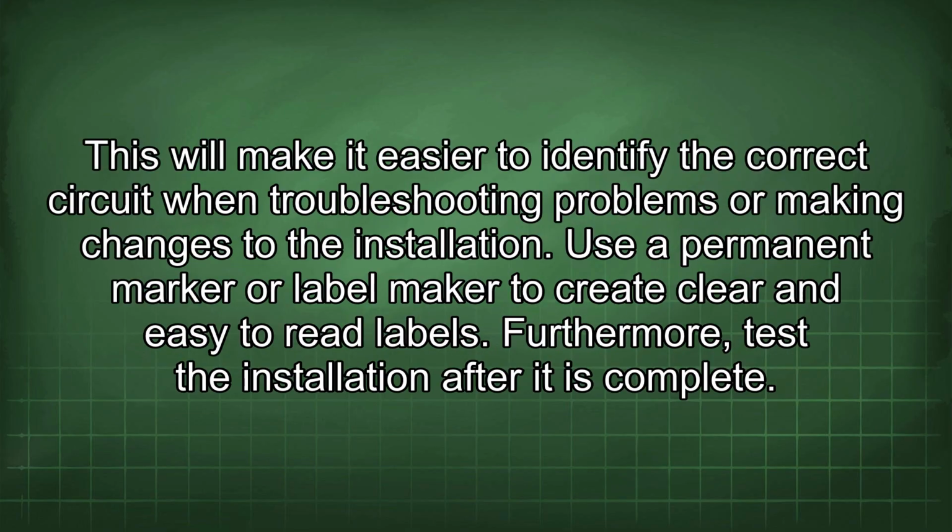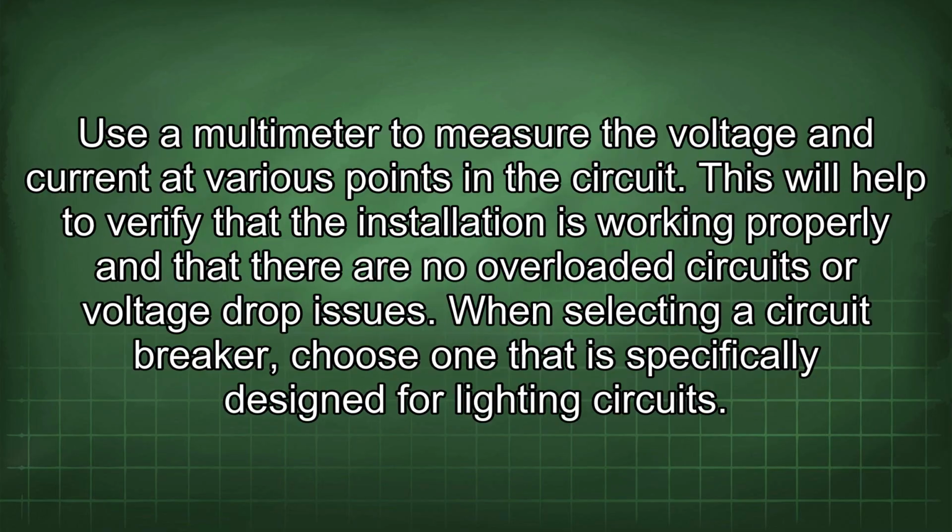It's also a good idea to label all of the circuits in a panel. This will make it easier to identify the correct circuit when troubleshooting problems or making changes to the installation. Use a permanent marker or label maker to create clear and easy to read labels. Furthermore, test the installation after it is complete. Use a multimeter to measure the voltage and current at various points in the circuit. This will help to verify that the installation is working properly and that there are no overloaded circuits or voltage drop issues.